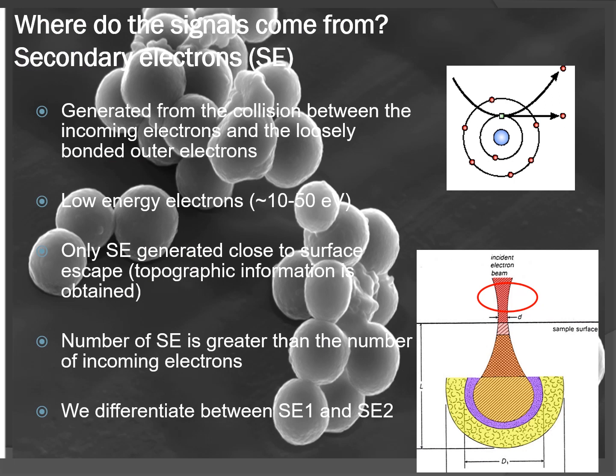Where do the signals come from? The diameter of the interaction volume is larger than the electron spot. Resolution is poorer than the size of the electron spot.